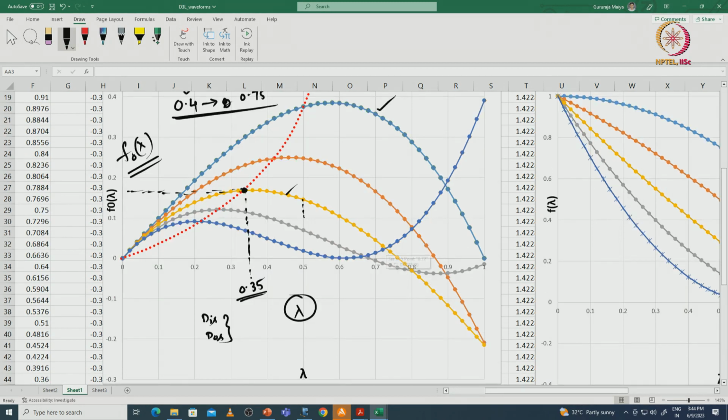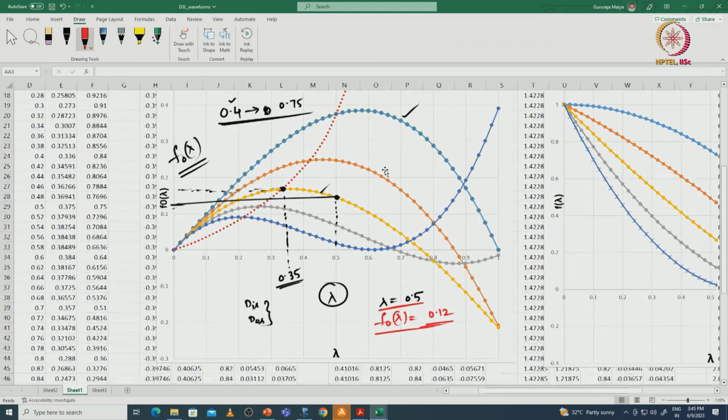We can select 0.5 at this particular point. In this range we can select any point and see the f naught of lambda value. For example, lambda equals 0.5, then the f naught of lambda value is at this particular point, then f naught of lambda equals 0.12. We have to select the lambda value as well as the f naught of lambda value to solve the power equation.